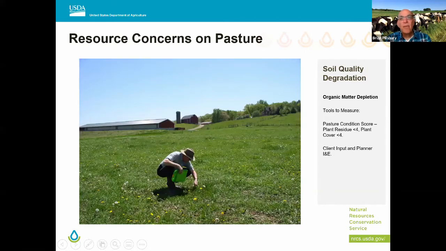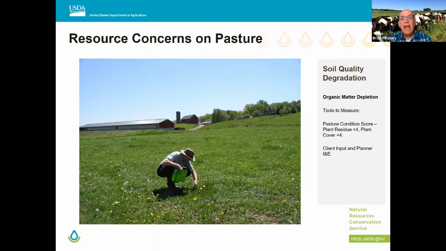Now, resource concerns on pasture. If we're looking at the resource concerns on existing pasture land, we use a method in NRCS to look at the different indicators, and that would be the pasture condition score sheet. So what I want to do right now is talk about some of the resource concerns on pasture, and after the slides on the resource concerns, I want to refer to the pasture condition score sheet and give you an idea of what those indicators are and how to determine at what level we're at with each of those indicators.